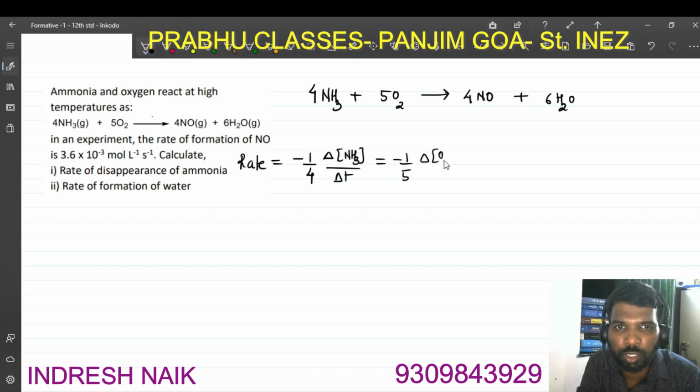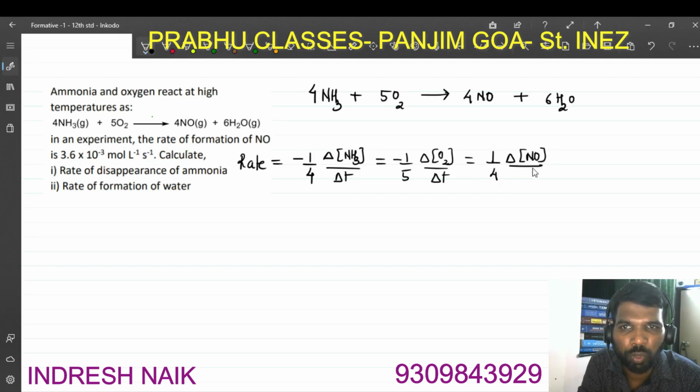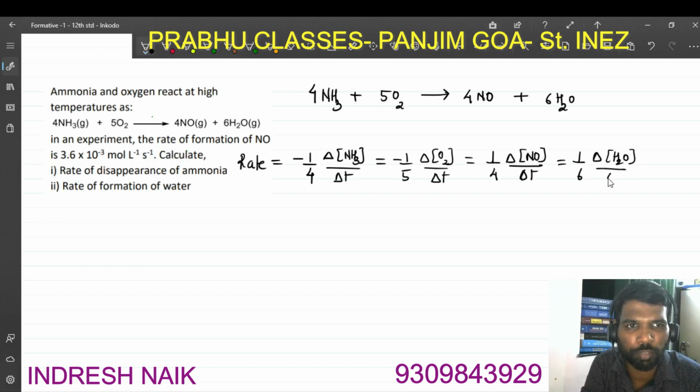Change in concentration of O2 by delta T, which is also equal to 1 by 4 delta NO. You take average rate, instantaneous rate, it doesn't matter. It is one and the same, in this problem it doesn't matter. So delta H2O. Check your answer if you have written this. Yes, so this is what the thing is.